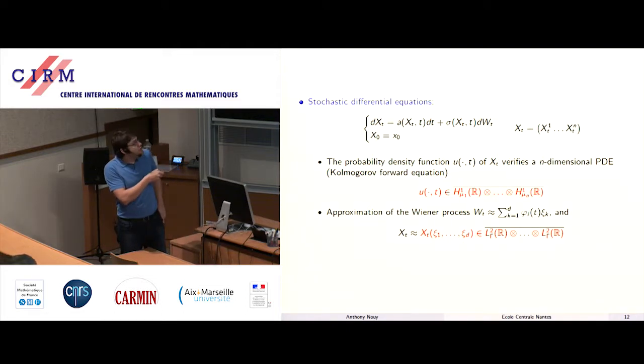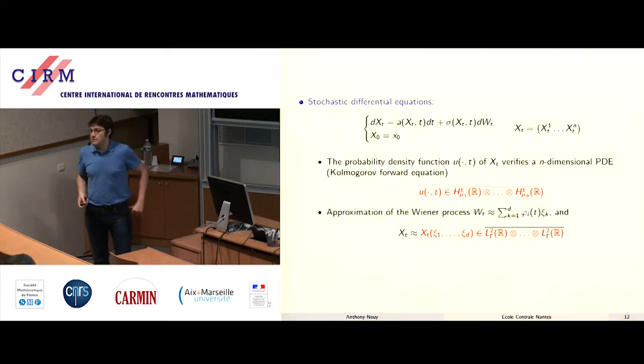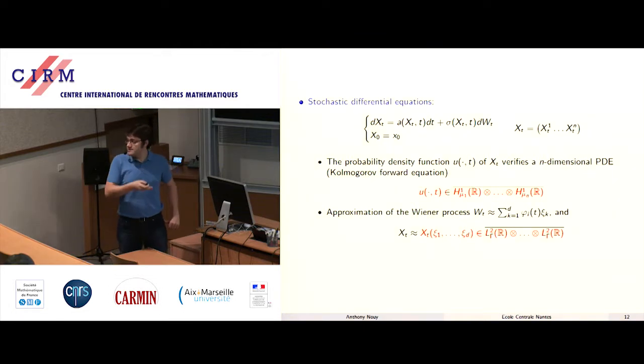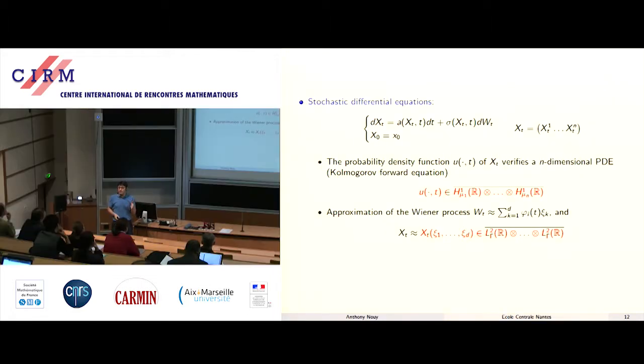First, you know that the probability density function of the solution of this stochastic differential equation satisfies an n-dimensional PDE, and the solution is an element of a Sobolev space, which is a tensor product space. Okay, so more precisely, I do not go into the detail, but it can be seen as an intersection of standard tensor spaces. Okay, so this is a particular situation where you have tensors here, and also another point of view, which was in fact the starting point of polynomial chaos methods in uncertainty quantification, is the discretization of the Wiener process.